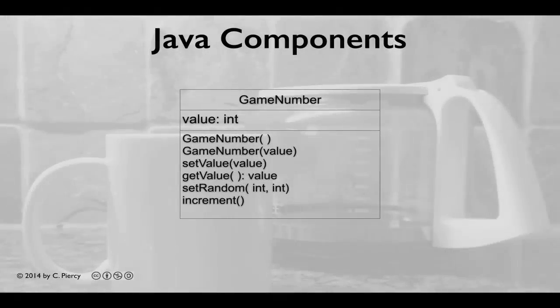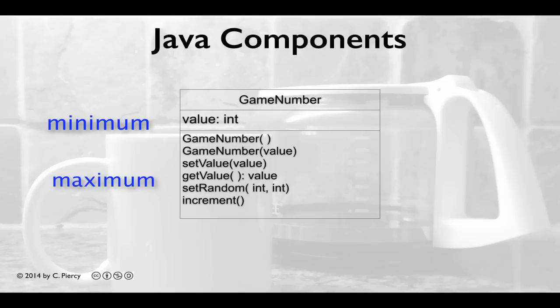One of our components will be the game number class. We'll use this to represent all of the different numbers: the minimum value and the maximum value of the range between which the player should guess, the target value, which will be a random number the player is attempting to guess. Each time there's a guess, it will be represented as a game number. And then finally, the number of guesses that the player is taking will also be represented as a game number. So this will be part of the model of our application.